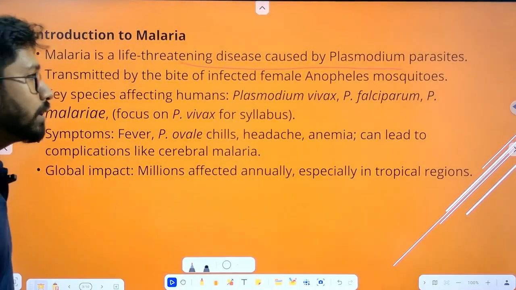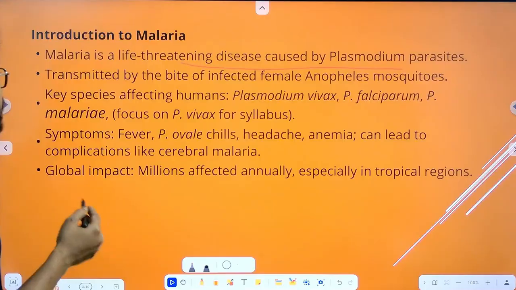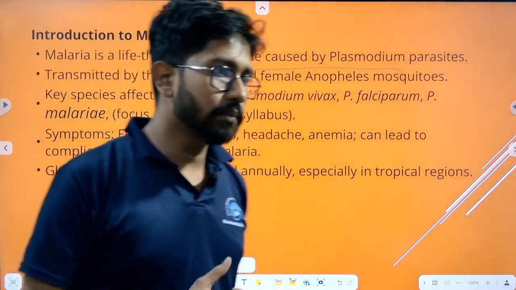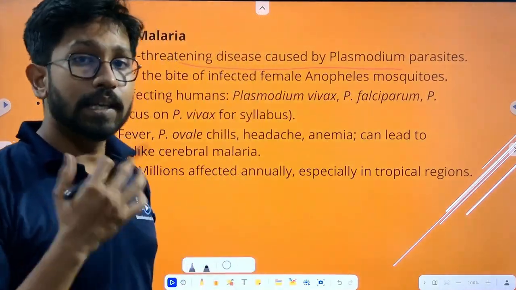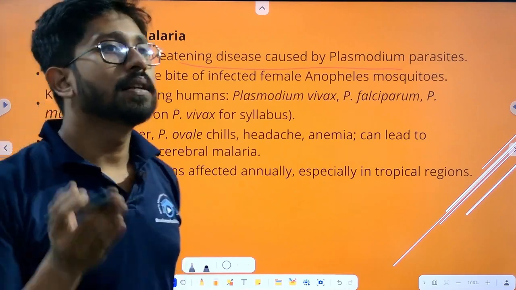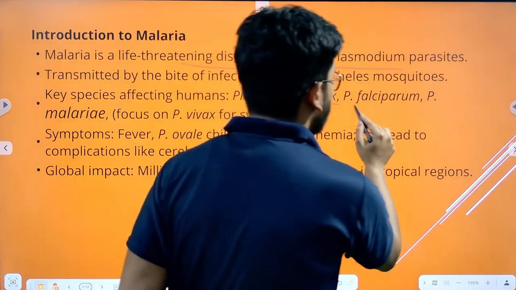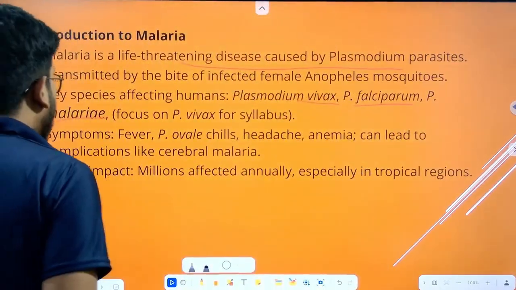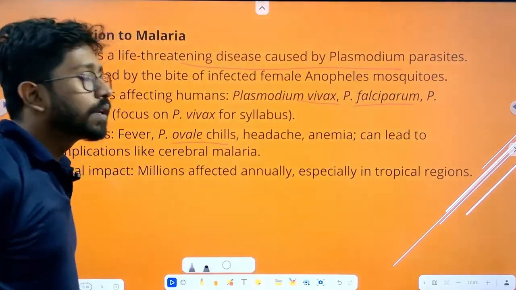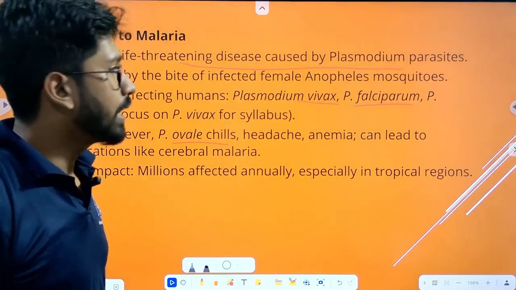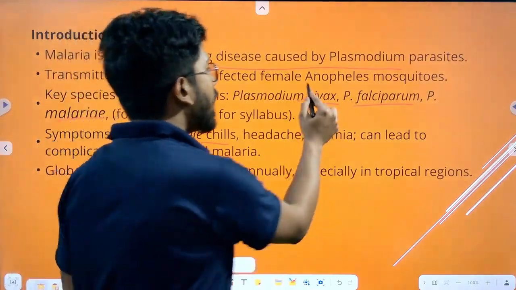Now let's see some details about malaria. That is the key species of Plasmodium. See, Plasmodium is a genus, right? The key species of Plasmodium that affect us and cause malaria are mainly four types: Plasmodium vivax, Plasmodium falciparum, Plasmodium malariae, and also Plasmodium ovale. These four mainly cause malaria, and malaria is carried by the Anopheles mosquito.